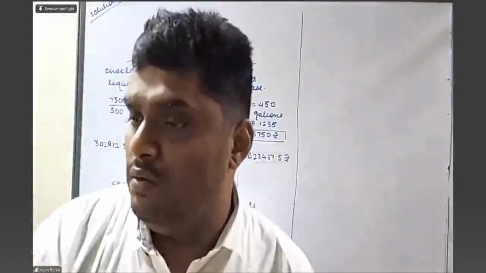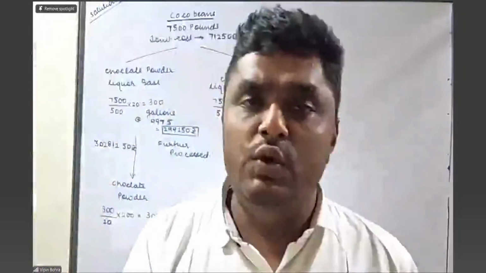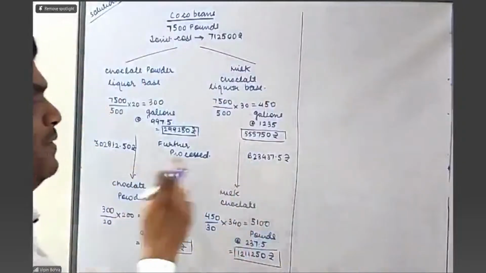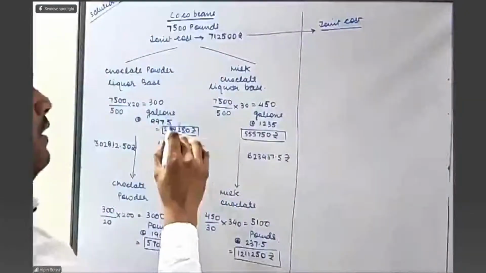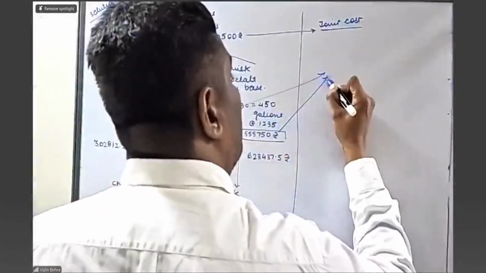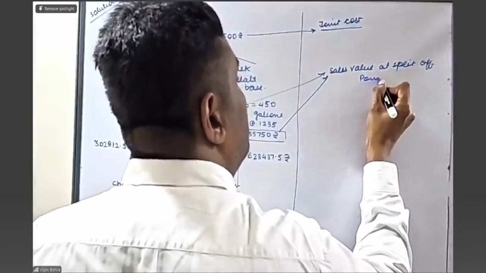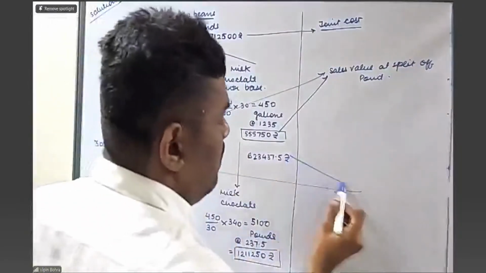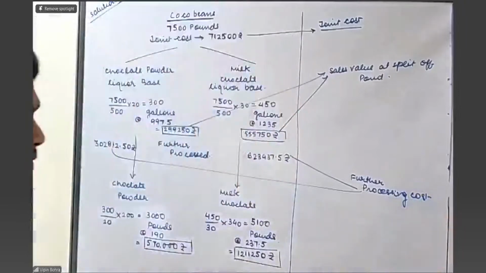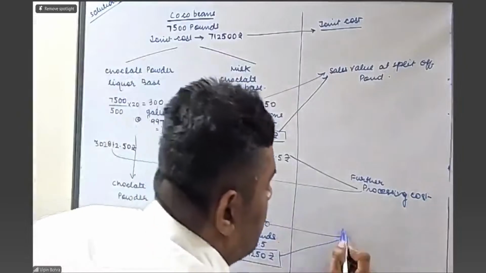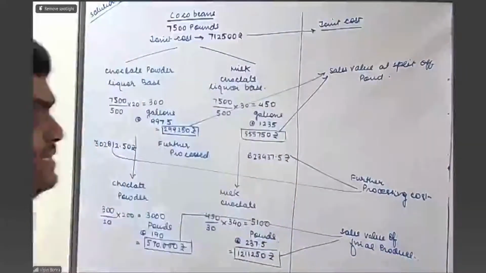Now, if the question asks you to distribute the joint cost of 7,12,500, see, these two are my further processing cost. This is my joint cost. These two are the sales value at split off point. This is my further processing cost. This is the sales value of the final product.